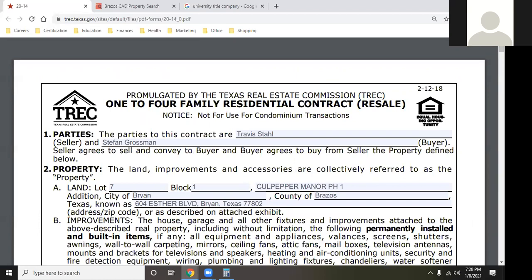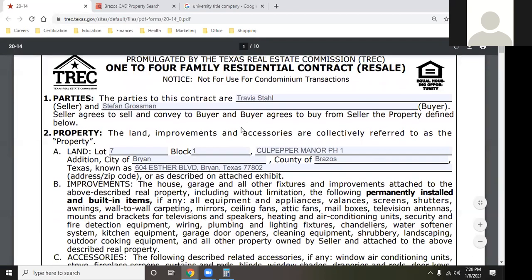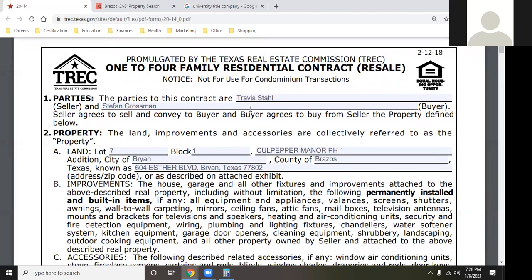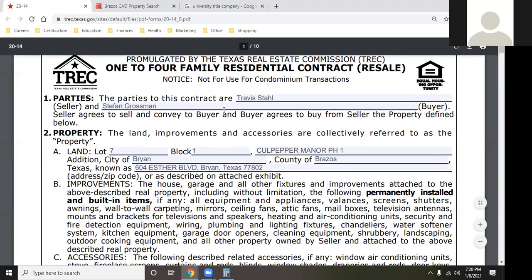But what would happen is Mr. Grossman would take this and email it to Mr. Stahl after he has signed. Mr. Grossman has to sign. So Mr. Grossman has signed the contract. He has sent it to Mr. Stahl. Mr. Stahl, in that situation, would now go through the contract and look. Okay. Now, Mr. Stahl in this situation, so far, let's play this out real quick, Mr. Stahl. Parties, do you agree with, okay with paragraph one?